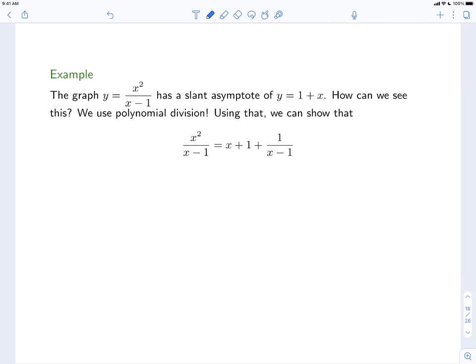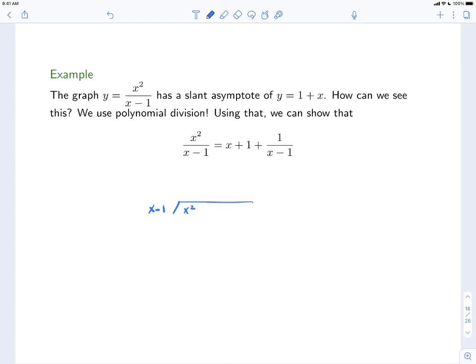So in our example, we have y equals x squared over x minus 1, and that has a slant asymptote of y equals x plus 1. How can you show that? Well, you can use polynomial division. Using that, it's possible to show that x squared over x minus 1 is x plus 1 plus 1 over x minus 1. We can do that by dividing x minus 1 into x squared.